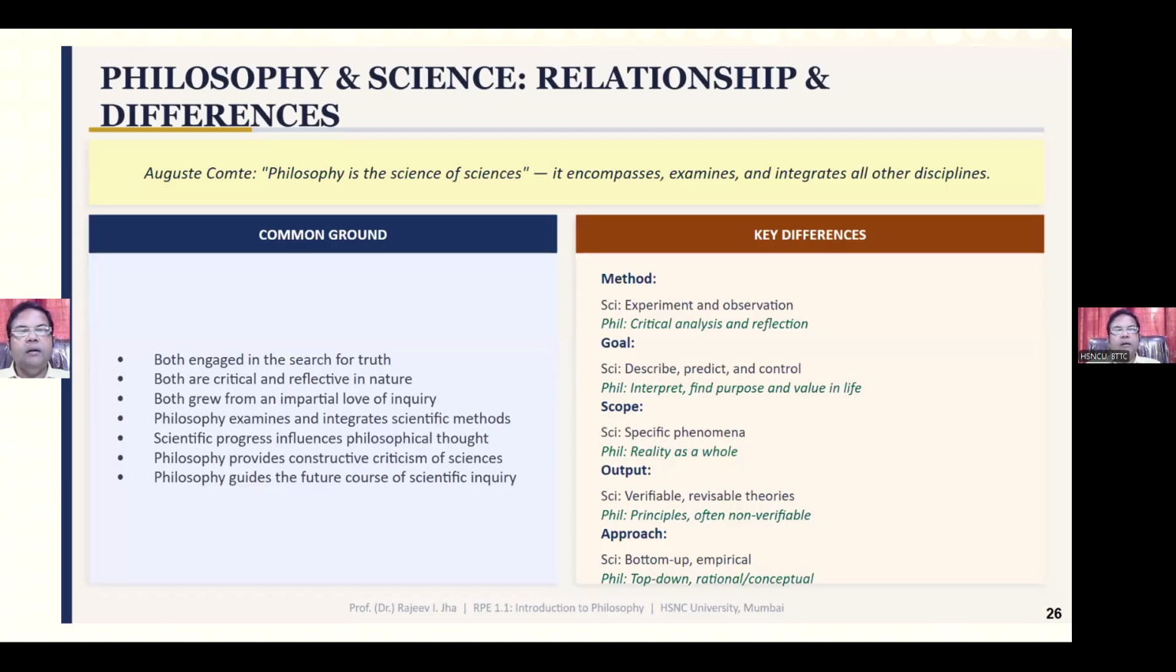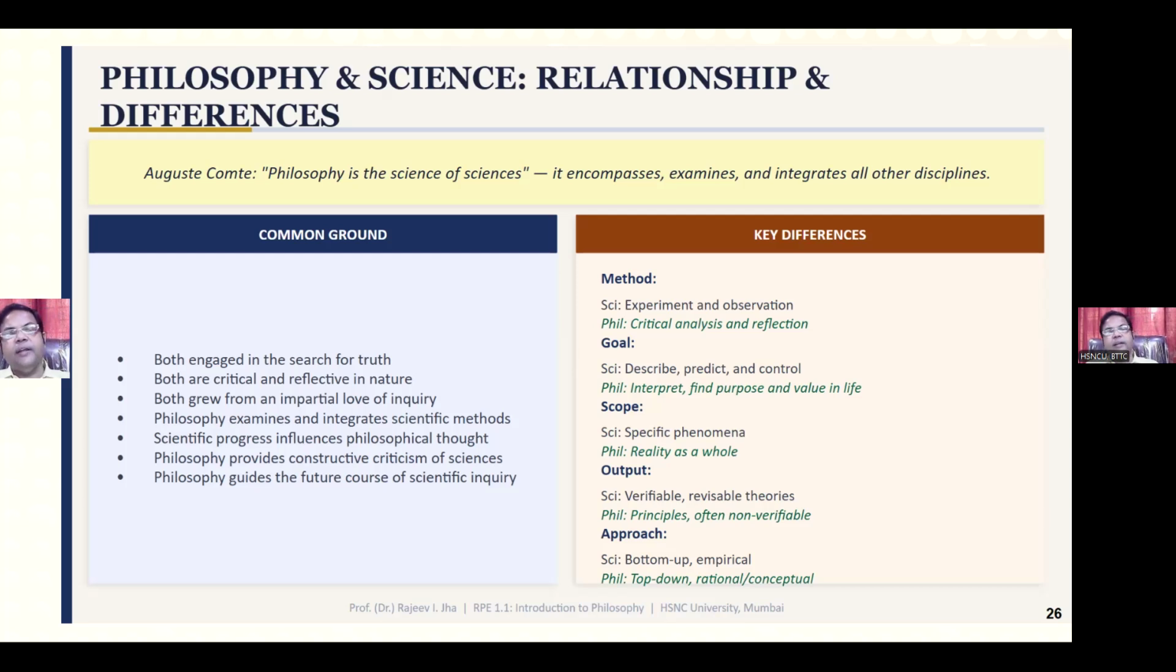Auguste Comte, the founder of modern sociology, made a striking claim: philosophy is the science of sciences. This was not a demotion of science, but an elevation of philosophy, positioning it as the integrating foundational discipline that makes sense of what all the individual sciences are doing.